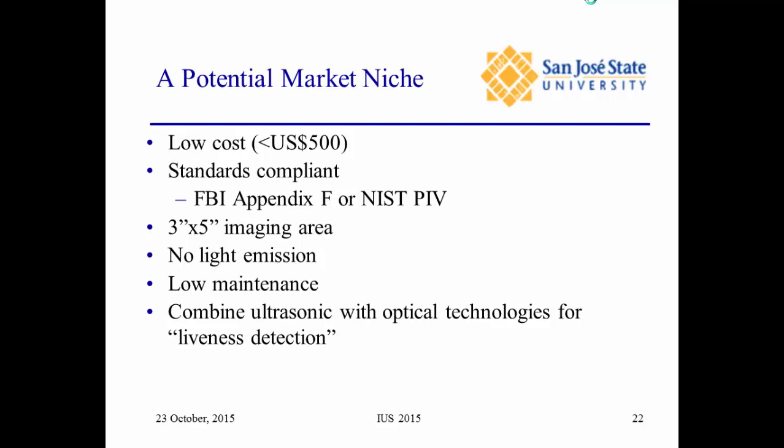All right, so is there a market niche for ultrasonic fingerprint scanners? And there may very well be. That market niche, however, would require low cost, something under about $500 US. It would have to be Appendix F compliant, or at least PIV compliant. It would require a 3-inch by 5-inch imaging area so that you could image 4 fingers at a time.